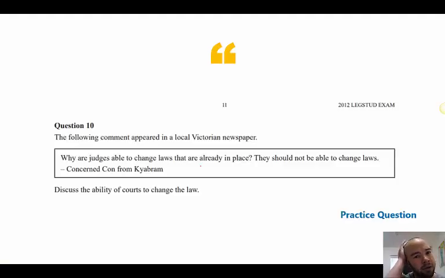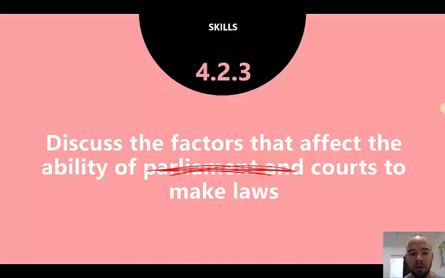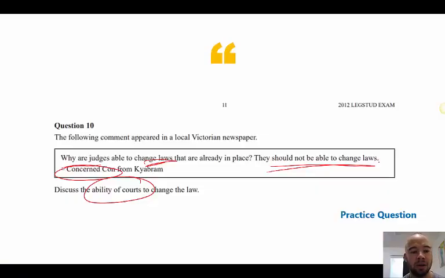So this is a question from the 2012 exam. This is probably my favourite legal studies question ever, just because it includes a little op-ed comment from Concerned Con from Kyabram. The comment is, why are judges able to change laws? They should not be able to change laws. And then discuss the ability of courts to change the law, which is effectively this: discuss the factors that affect the ability of courts to make law. So it's slightly reworded, but it's the same skill from the old study design.